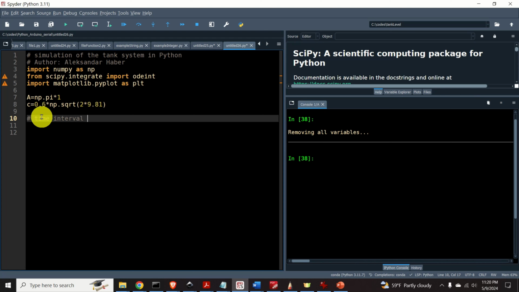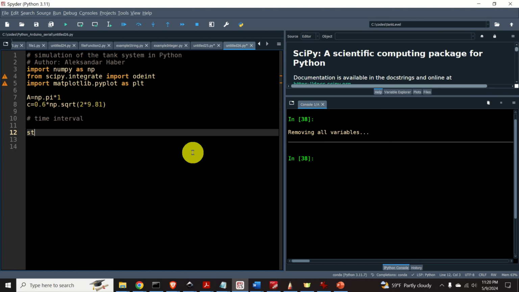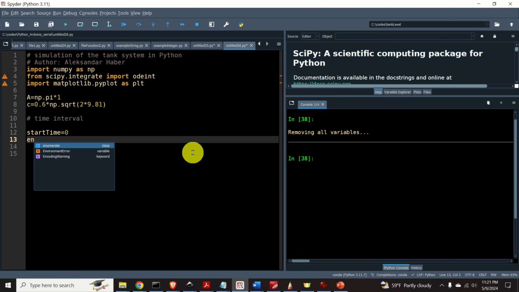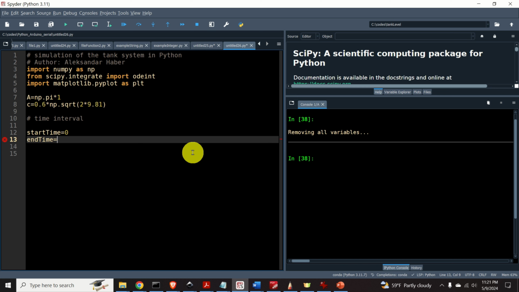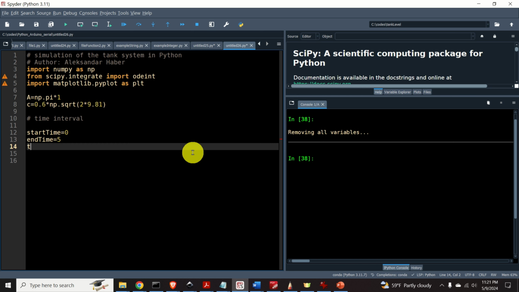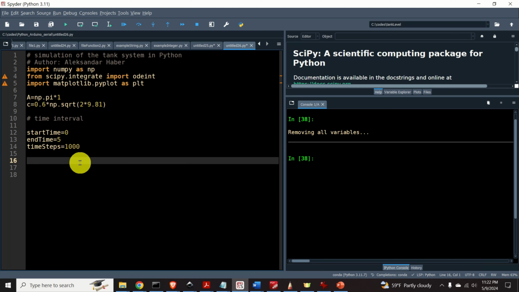Next, we need to define the time interval and time array for simulating the dynamics. Over here, I will assume start time to be 0, end time to be 5 seconds, and in between, I will assume 1000 time steps. Next, we need to define the time array and the input flow rate.